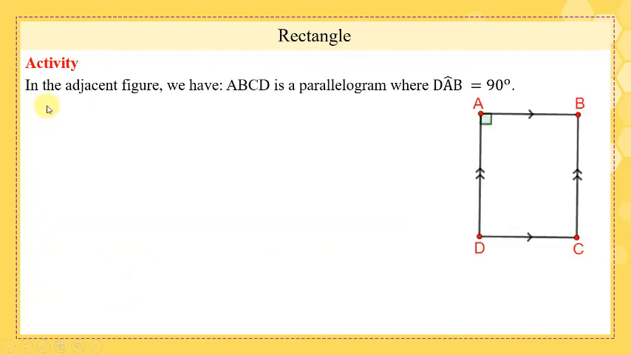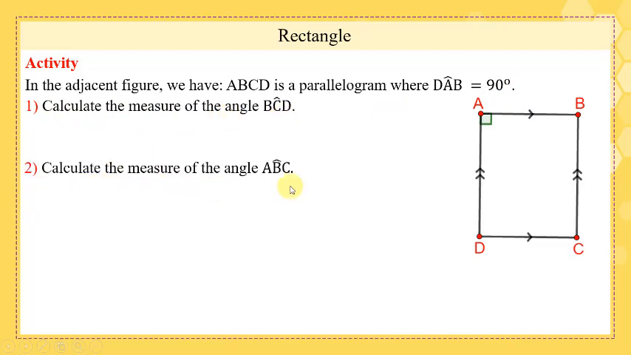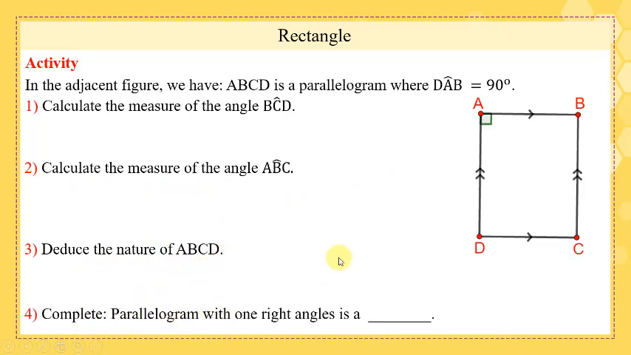Now, another activity. In the adjacent figure, we have ABCD, a parallelogram with DAB equals 90 degrees. Calculate the measure of the angle BCD. Calculate the measure of the angle ABC. Deduce the nature of ABCD. Complete the given sentence. Press pause. Solve the activity, then press play.